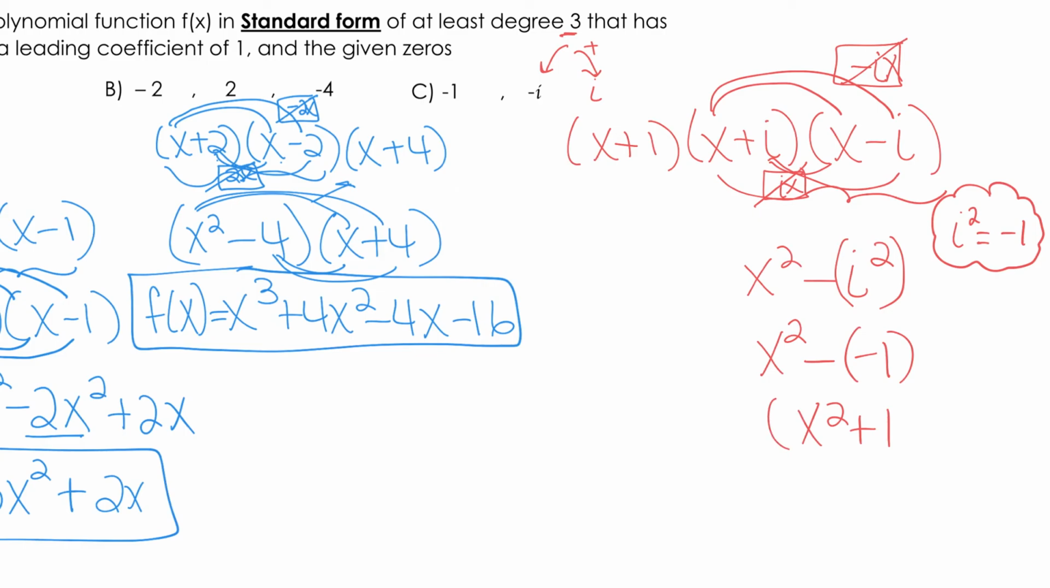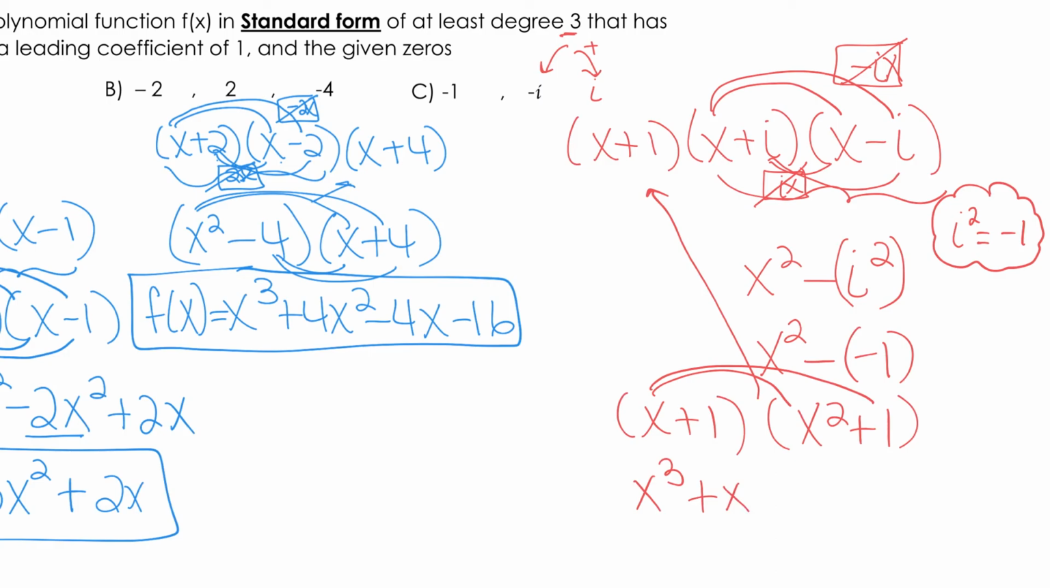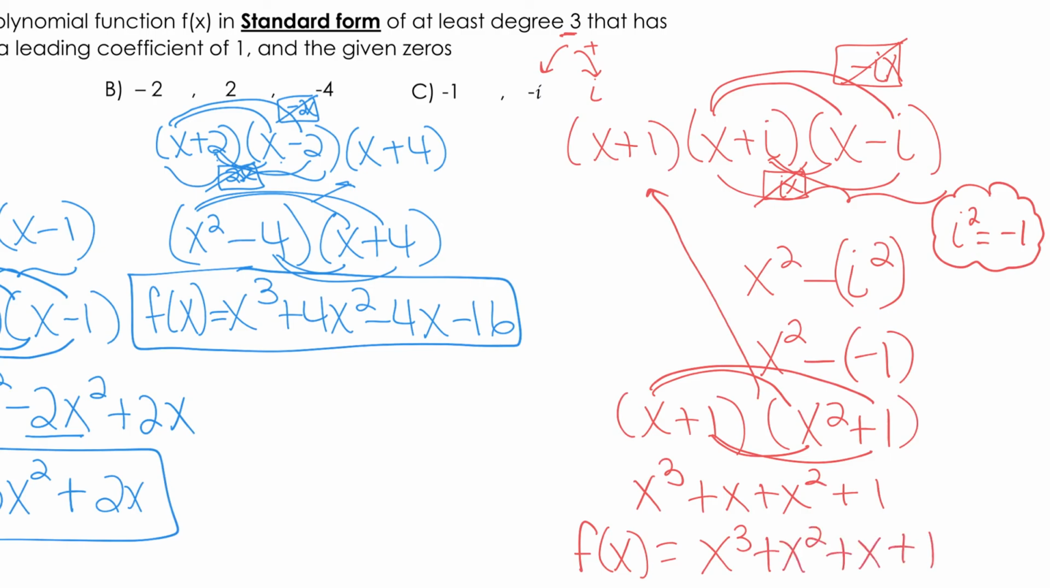But remember, I need to take that, and now I need to multiply it times this one, x plus 1. So go ahead and multiply x times x squared. That gives you x to the third. Then x times 1 would just be x. Then you'd have 1 times x squared, which is x squared, and 1 times 1 is 1. I would write that in descending order, so you would have f of x equals x to the third plus x squared plus x plus 1. And that would be your polynomial.